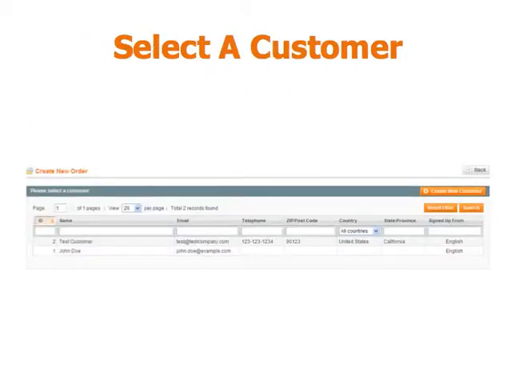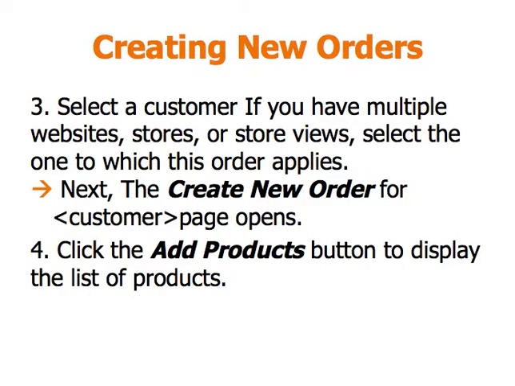There she is. You're going to want to click up there and creating new orders. You're going to select the customer. If you have multiple website stores or store views, select the one to which this order applies. Next, the create new order for customer page will open. Go ahead and click the add products button to display the list of products.